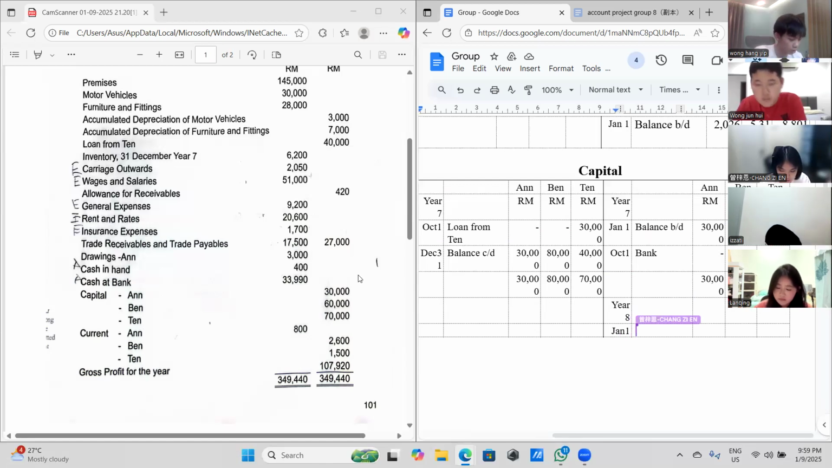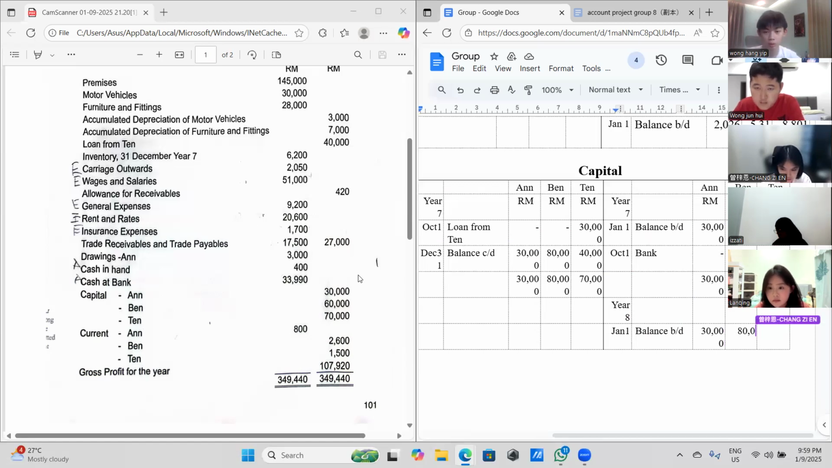On Year 8, January 1, balance brought down: N has 30,000, Ben has 80,000, and Ken has 40,000.